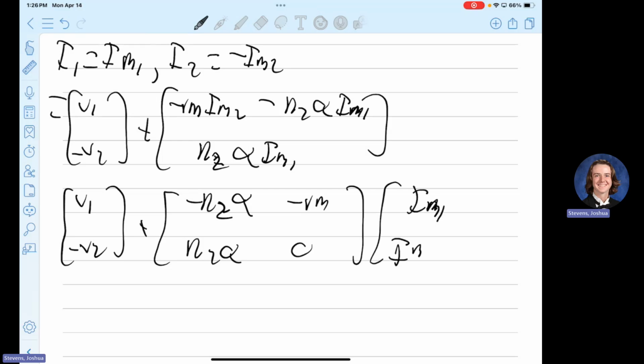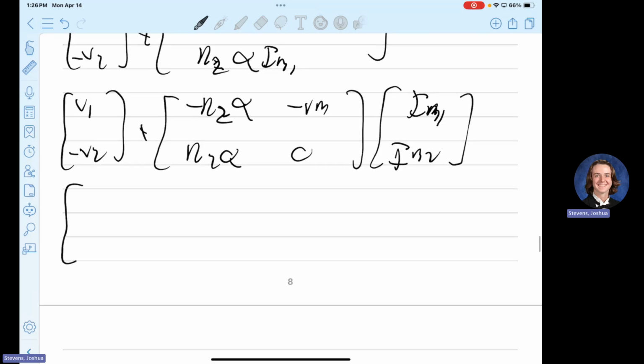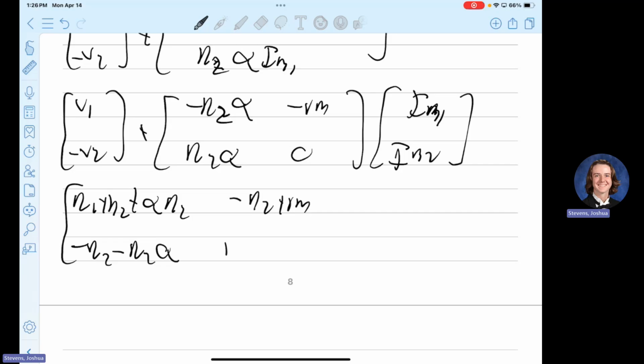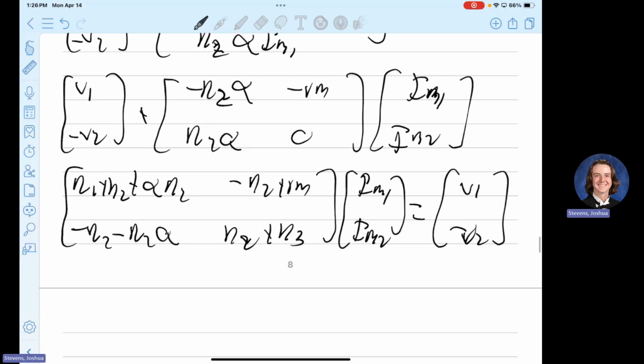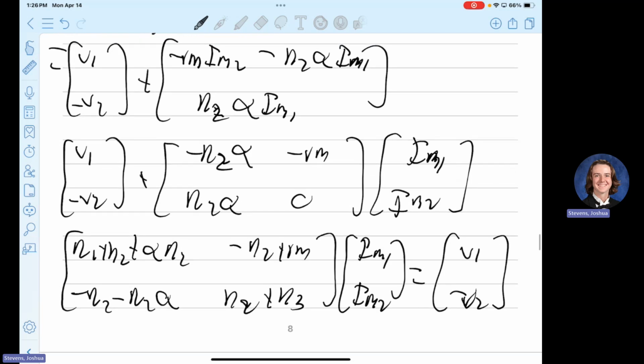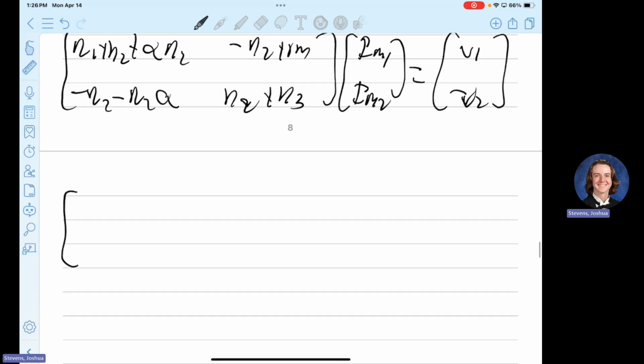So that final matrix then becomes R1 plus R2 plus alpha R2, minus R2 plus Rm, then negative R2 minus R2 alpha, and R2 plus R, times IM1, IM2, equals V1, negative V2. Okay, you agree with me there so far? Everybody? Yeah, okay. So then, go in here, plug in the values for everything, you get 4.